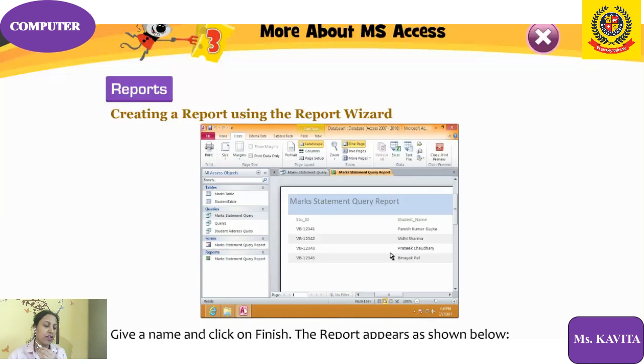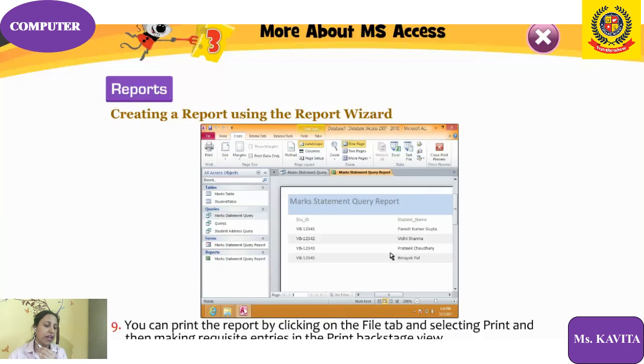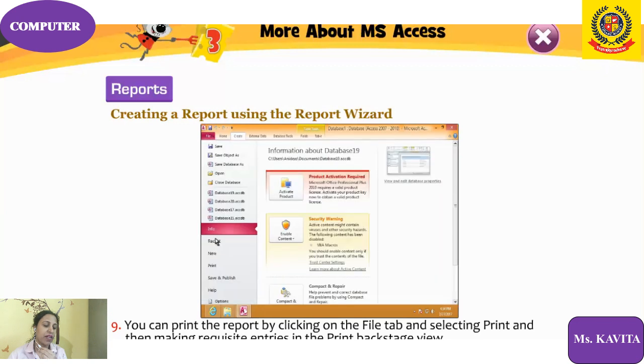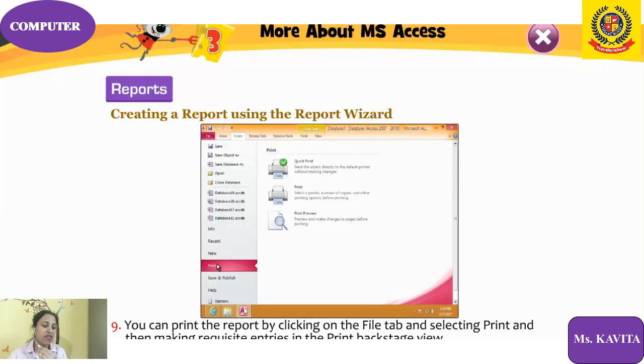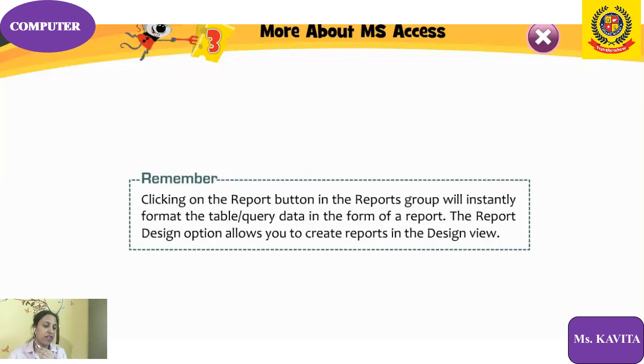The report appears. You can print the report by clicking on the file tab, selecting print, then making the required entries in the print backstage view. Remember, clicking on the report button in the reports group will instantly format the table or query data in the form of a report. The report design option allows you to create a report in the design view. How to create a report, how to create a form, everything I have explained to you in MS Access.